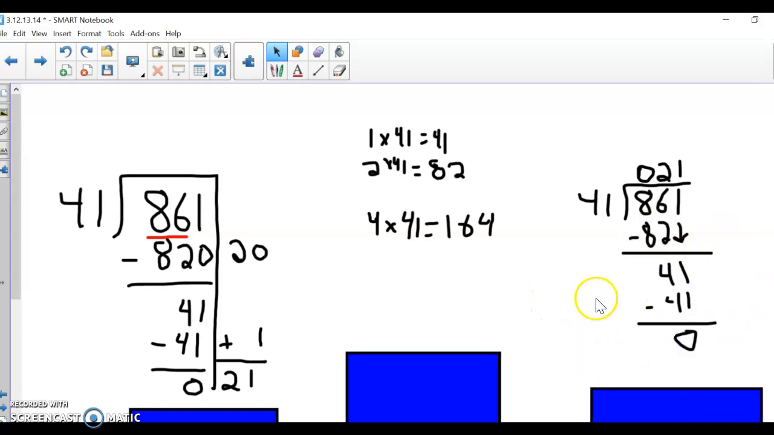Same thing here. Make sure you're using that check step with that traditional method. That's really important to make sure you're pulling out the appropriate number of groups. Here, you could have started just pulling out 10 41s and then another 10 41s and then your 41. This method, the partial quotients, seems to work better because you don't have to be so exact and you can use numbers that are easier to work with.